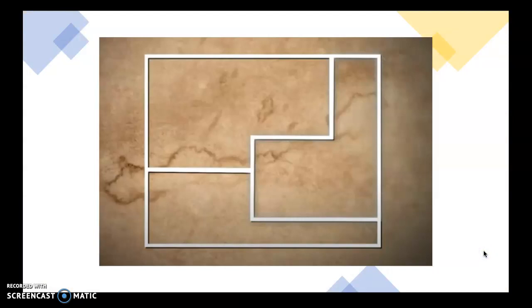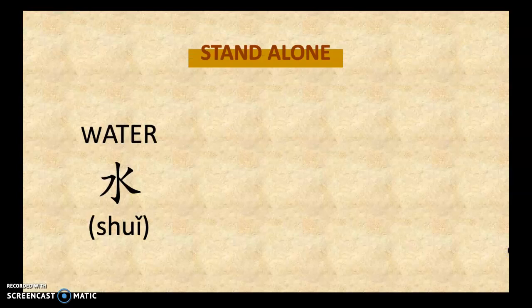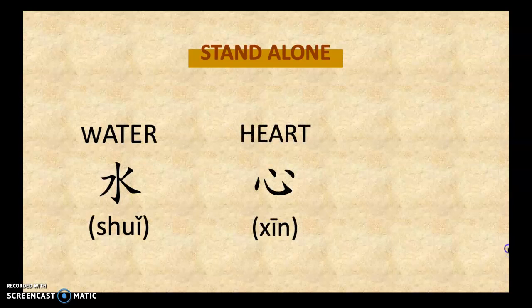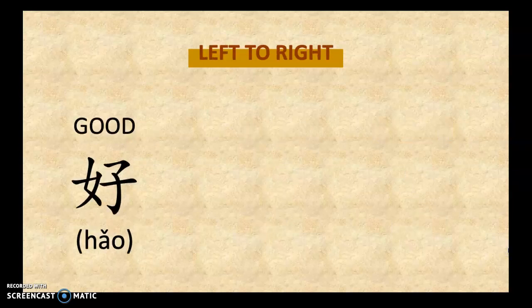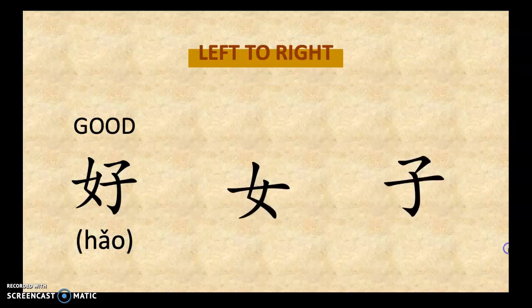Think about Chinese characters like Lego blocks. They are built part by part. Usually one part represents the meaning and the other the pronunciation. There are some basic characters that can stand alone, like 水 for water, 心 for heart, and 口 for mouth. Others are built from left to right, like the word 好 for good, which depicts a mother with a child, symbolizing goodness or happiness.